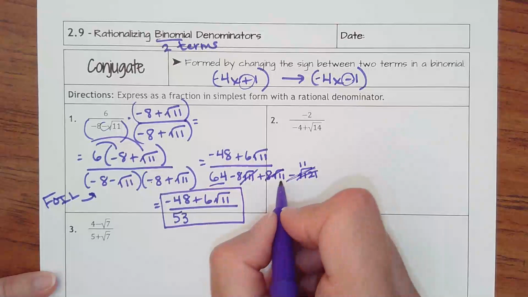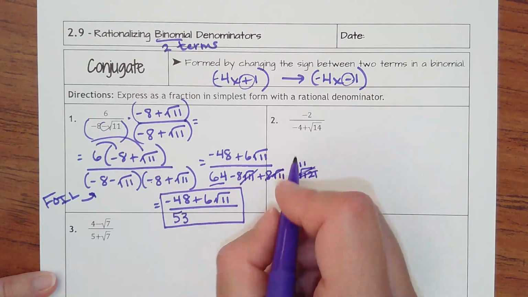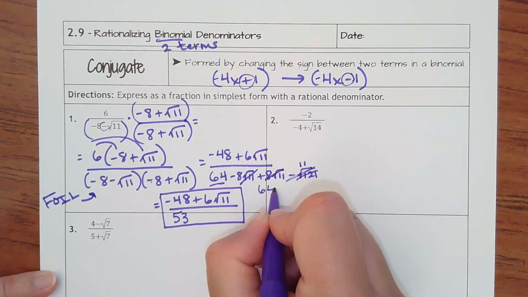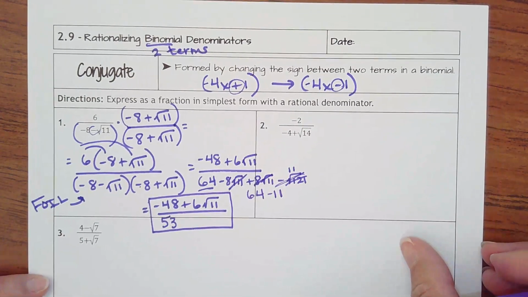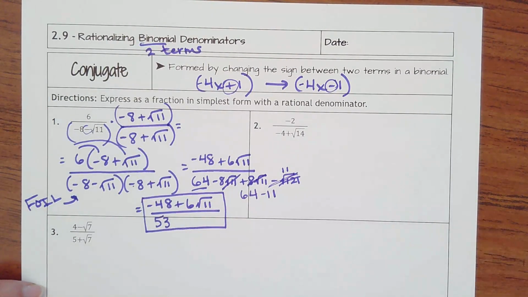So I should have maybe waited and showed you that better. This canceled because it was a negative and a positive of the same thing. That was 64 minus 11, which got me the 53. Okay, next.